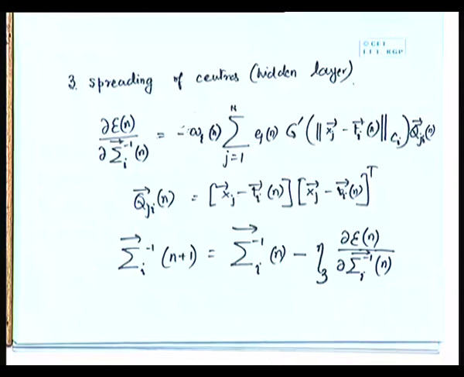Again you can see that three things are involved: one is the adjustment of the linear weights, the second is the positions of the centers, and the third is the spreading of the centers.